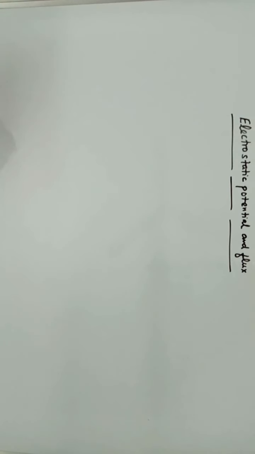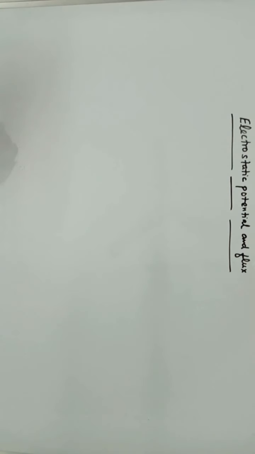Electrostatic potential at any point in a region of electrostatic field is the minimum work done in carrying a unit positive charge without acceleration from infinity to that point. Electrostatic potential is a scalar quantity. Its SI unit is volt.